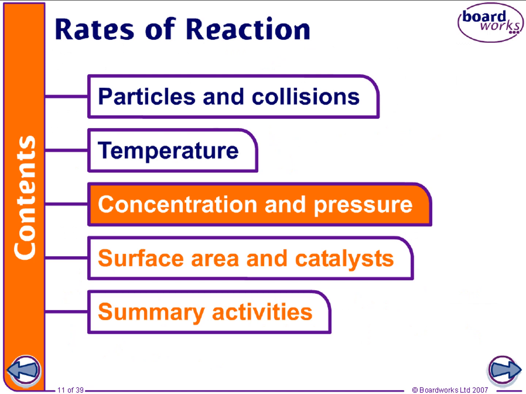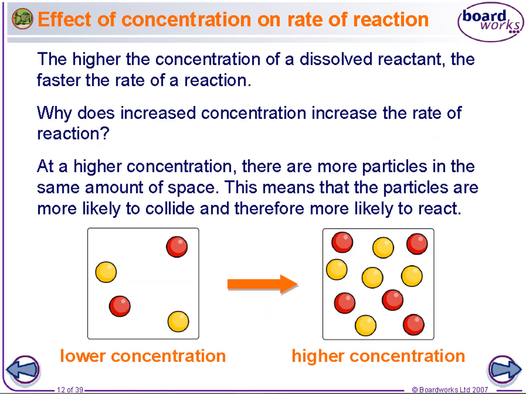Okay, let's look at concentration and pressure. So the higher concentration of the dissolved reactant, the faster the reaction will go. So why does this actually work? If you look at your diagram on the left here, there's a lower concentration, and just think of the probability of those particles that are moving around in random directions. What's the chances they're going to hit each other and physically collide for the reaction to occur?